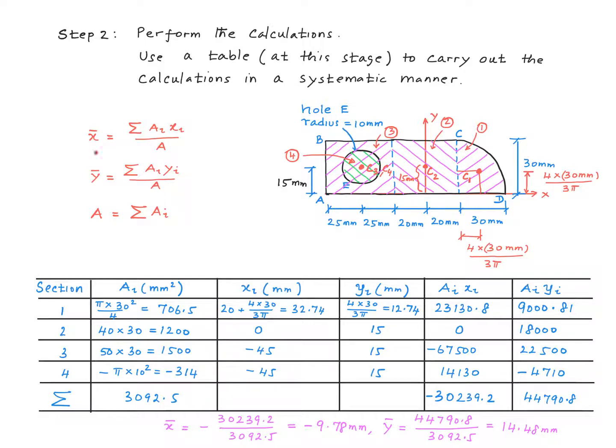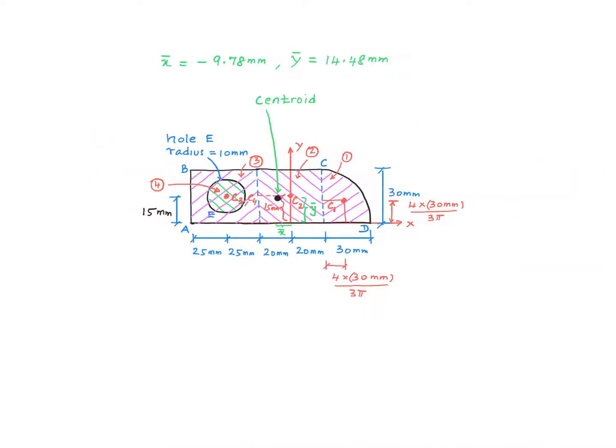Now we simply use these equations to find a value for x bar and a value for y bar. X bar works out to be minus 9.78 millimeters and y bar works out to be 14.48 millimeters. So based on the values we got for x bar and y bar, I have marked the location of the centroid of this composite section in this sketch here.